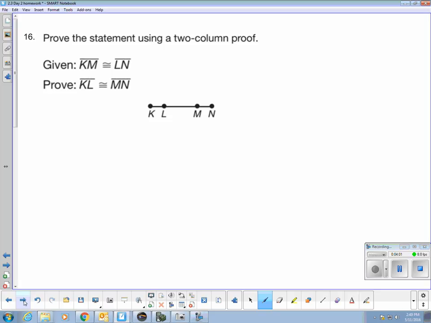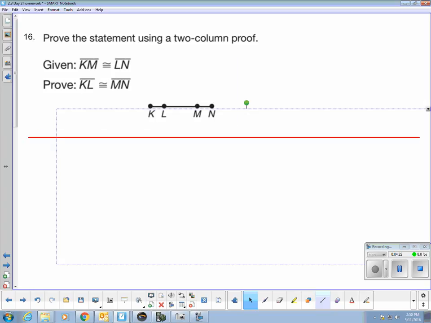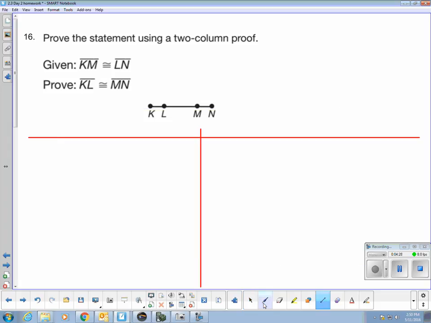All right, here's a problem where we're asking to write a 2-column proof. So in a 2-column proof, one of the most important things is the diagram. We're going to take a look at this diagram to help us with the proof. To begin the proof, we're going to set up 2 columns. In column number 1, we're going to write all of our statements. And in the second column, we're going to write a reason for every statement.